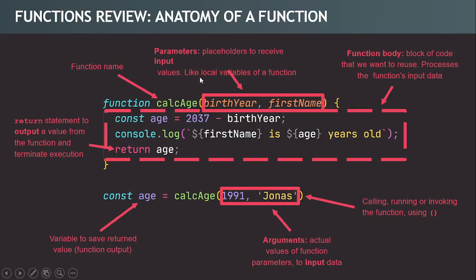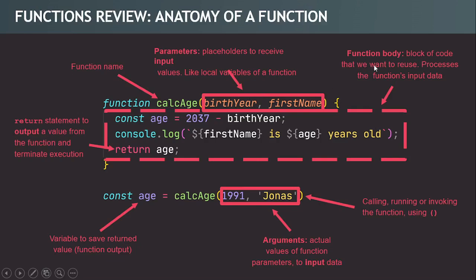Values like local variables of a function. So when you put in these parameters, they become local variables of that function. That's why you are able to use the birth year and the first name within the function, because they are acting as local variables of that function.